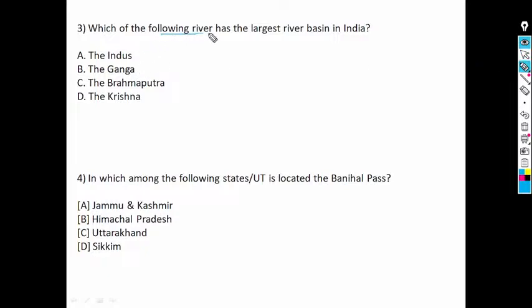Next, which of the following rivers has the largest river basin in India? The Indus, Ganga, Brahmaputra and Krishna. Largest river basin. It is your Ganga, B for Bombay.